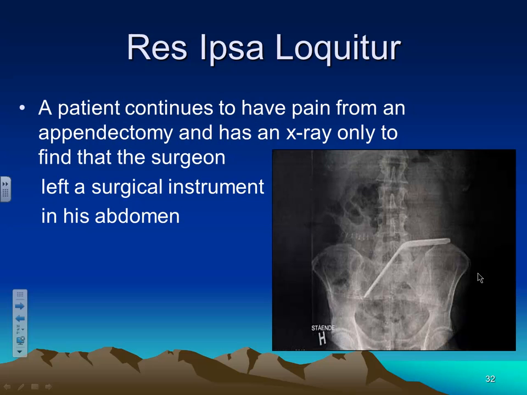Y'all know these. This is an example from a surgery. They left an instrument in there. Could you have done that to yourself? Left that in your back? Probably not. That would be a difficult one. In this case, the patient continues to have pain from an appendectomy and has an x-ray only to find the surgeon left a surgical instrument in the abdomen.